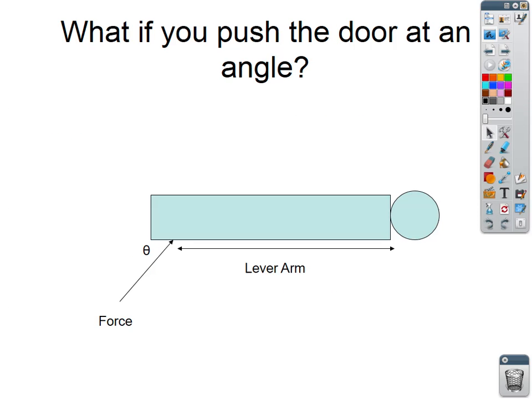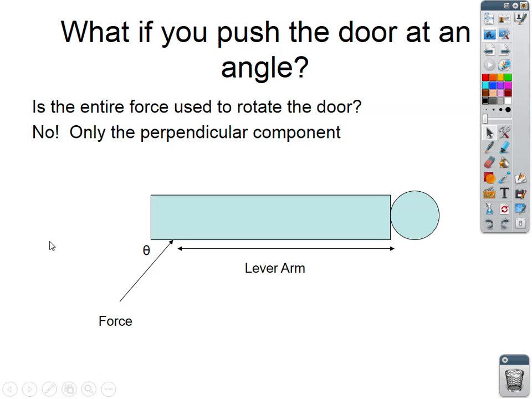So what happens if I push at an angle? A lot of times you're not going to go straight at a door and go, let me make sure I'm perfectly perpendicular at this, and then start pushing. You might be flying by and that door might be closing on you, and you just swat it away. Does your entire force actually rotate the object? The answer to that is no. We are not going to have this entire force involved. We are only going to be including the perpendicular component.